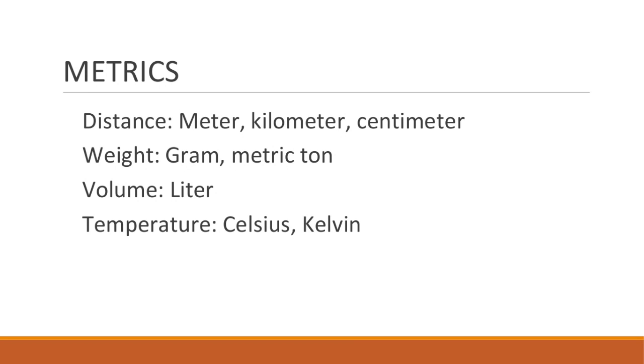So when you're talking about metrics, distance is usually in meters for close, kilometers, or centimeters. Weight, especially in chemistry, is grams. Like I said earlier, the metric ton is different from what we call the ton, or the short ton. A metric ton is actually equal to 1,000 kilograms. So they even have their own ton. Volume is usually in liters. If you're in a lab, it's going to be milliliters. Try not to forget the big L.